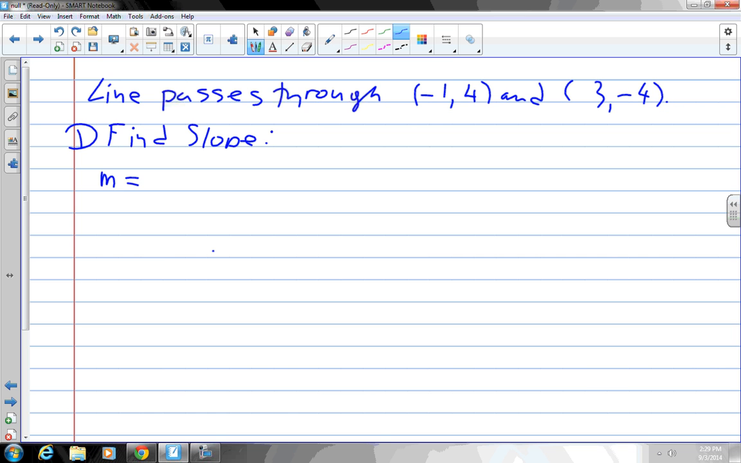So m is change in y over change in x. So it's -4 minus 4 over 3 minus -1. So subtracting y's, subtracting x's. Pay attention to the signs. Looks like we get -8 over 4. So the slope is -2.